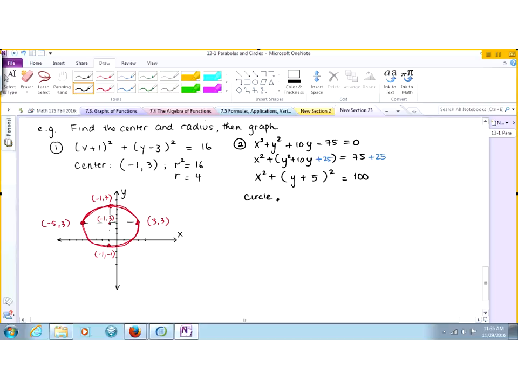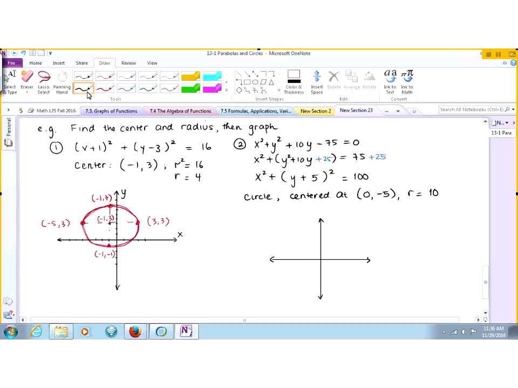Now, is this a circle? Oh, it's big. What is the center? 0, comma, negative 5. What is the radius? 10. Oh gosh. So if the radius is 10, it's difficult, right? It's too big. But can we actually just sort of fake it? I know it's big, but let's just try to graph it.